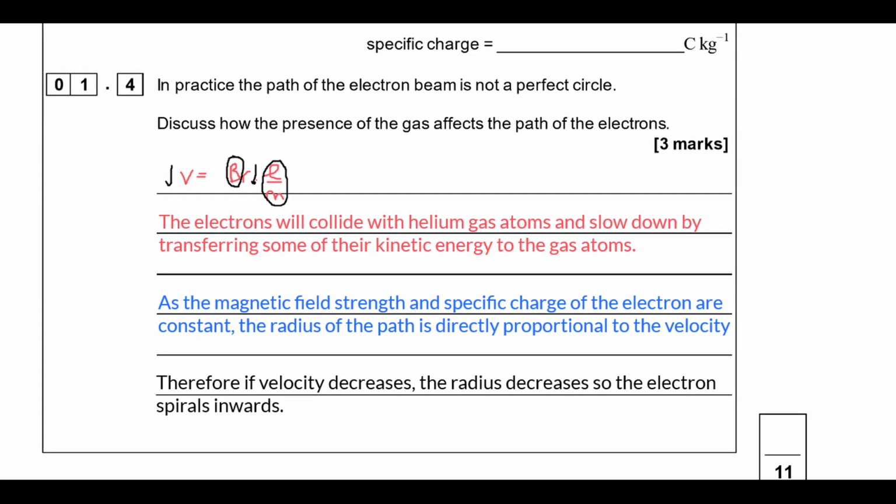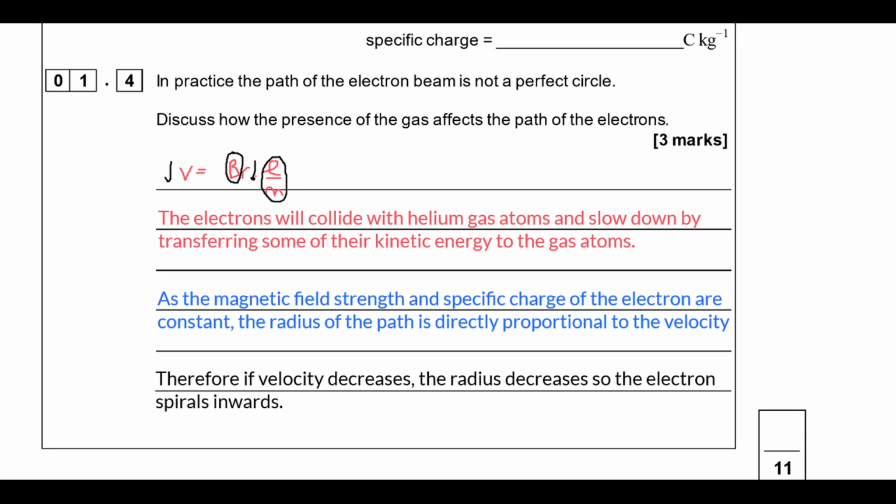Okay, so that's what we've got here, and then I've separated out into the three what I reckon would be the marking points. So this is the equation we're using. This is what happens to the velocity. This is therefore what happens to the radius. So then what does that look like? It looks like it's spiraling inward. So those are the stages I would go through there. So that finishes question 1. Let's move on to question 2.